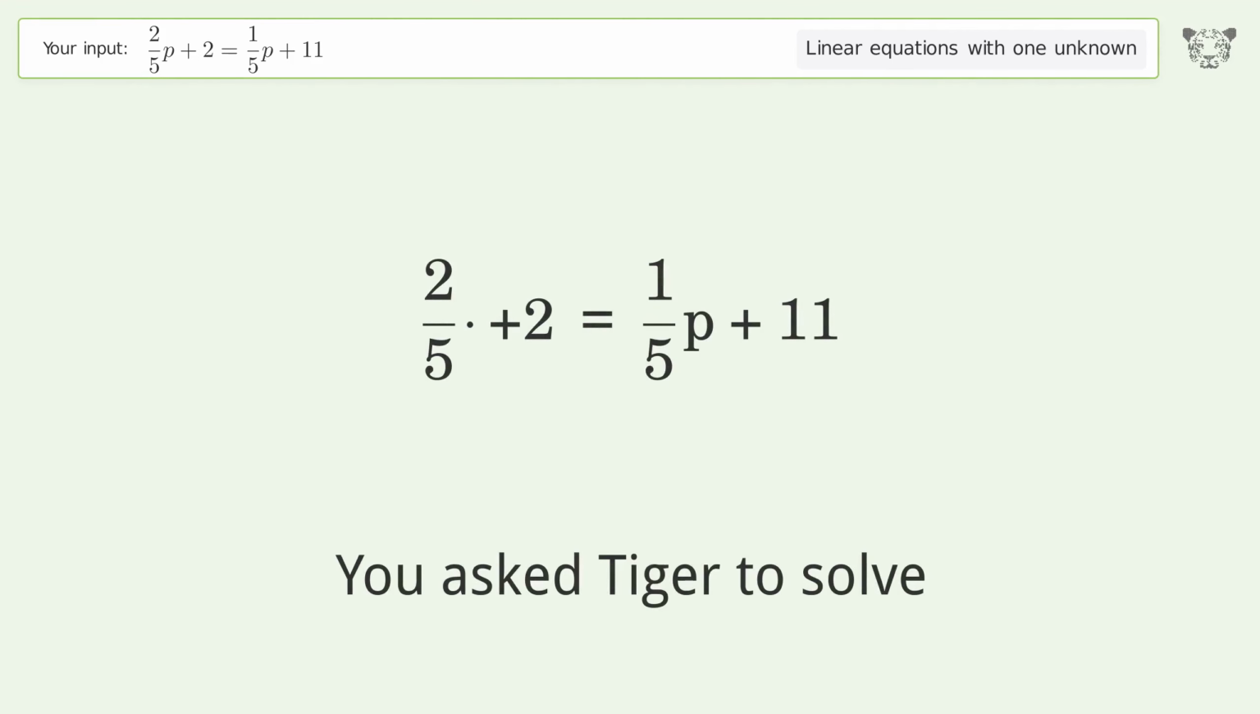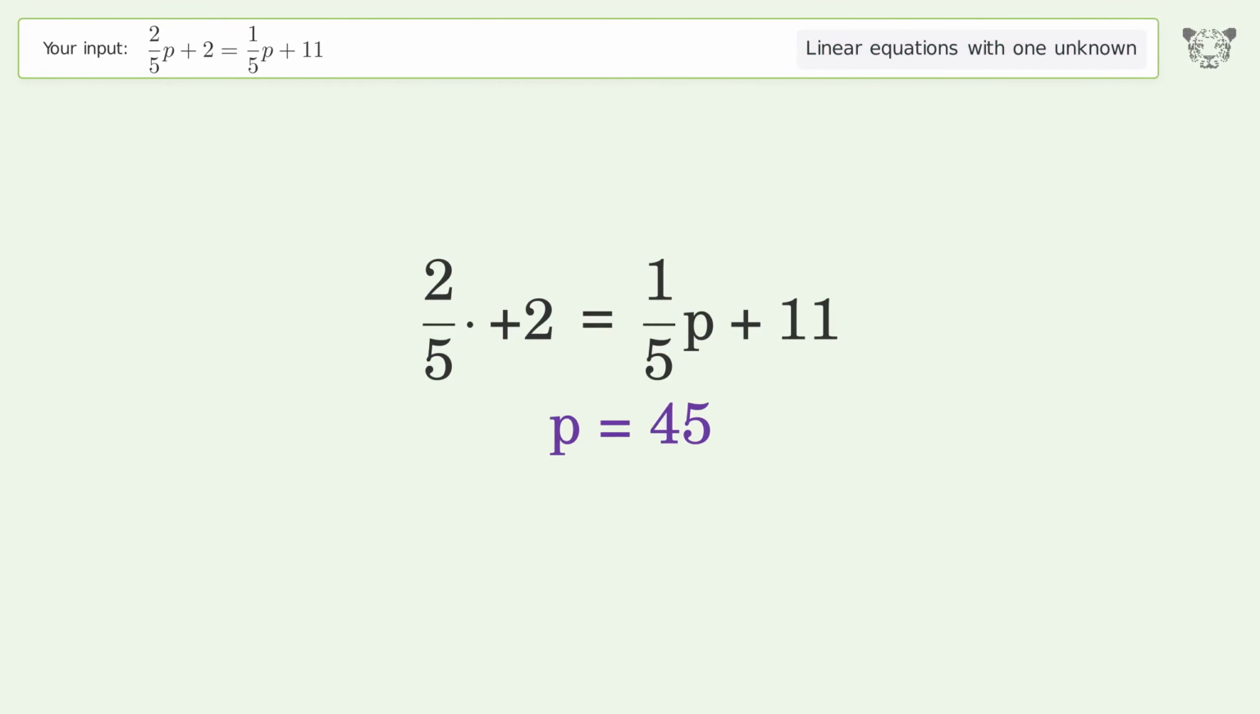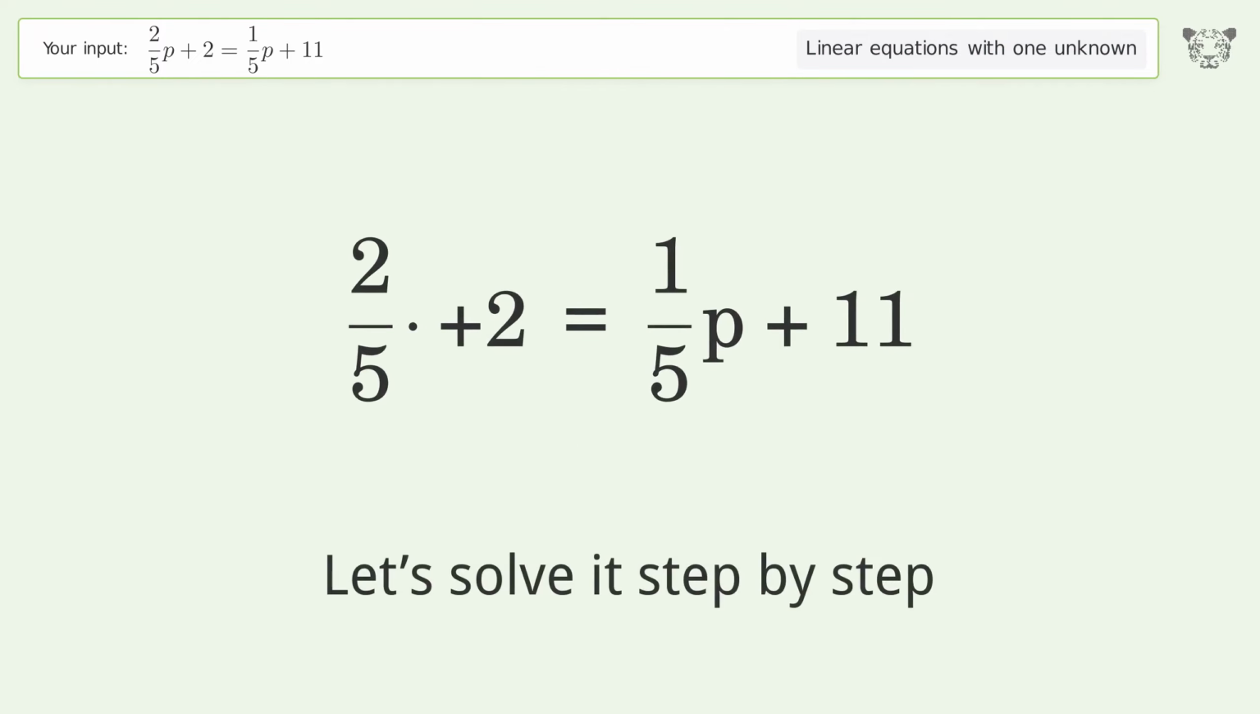You ask Tiger to solve this. It deals with linear equations with one unknown. The final result is p equals 45. Let's solve it step by step.